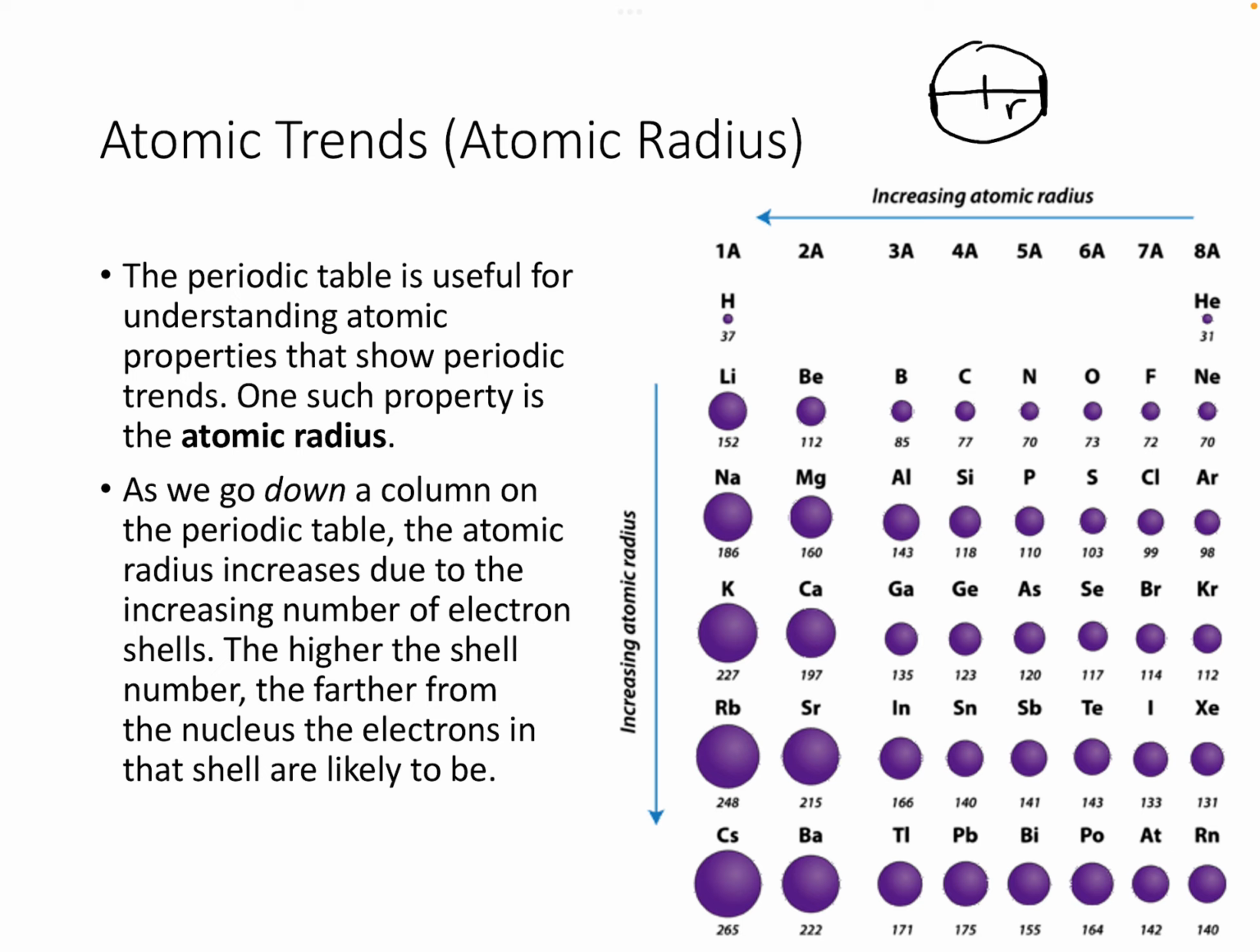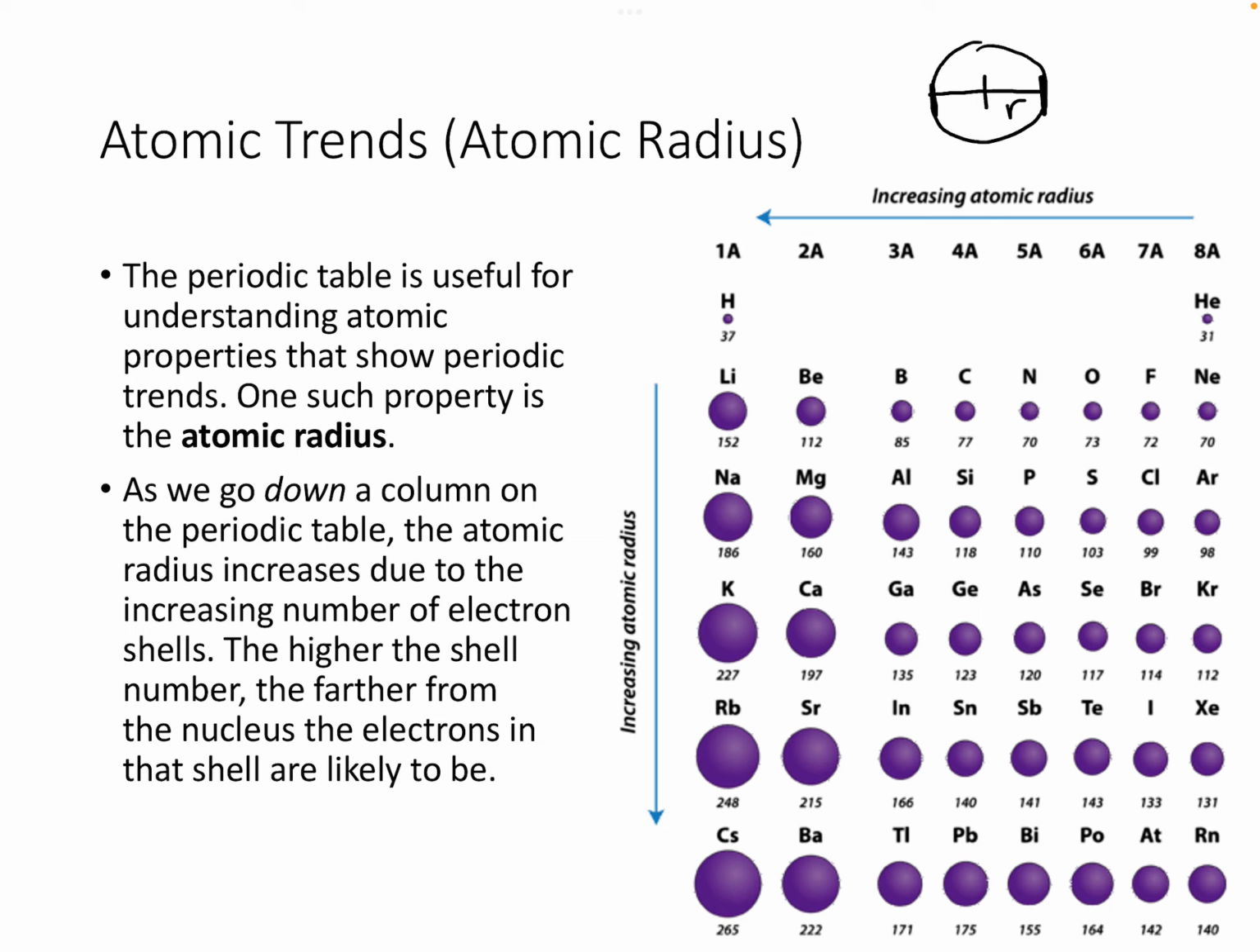The periodic table is also useful for understanding atomic radius and keeping track of the relative size of atoms. As we go down a column on the periodic table, the atomic radius increases. And that's just due to the fact that we're increasing the number of electrons, and we're going to higher energy shells when we're increasing those electrons.